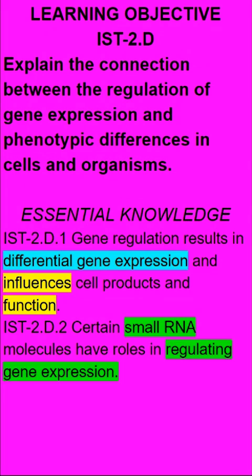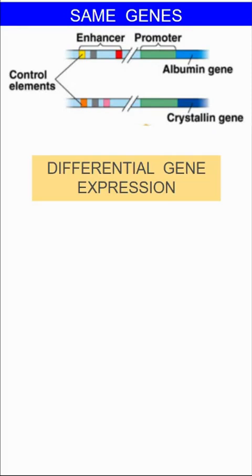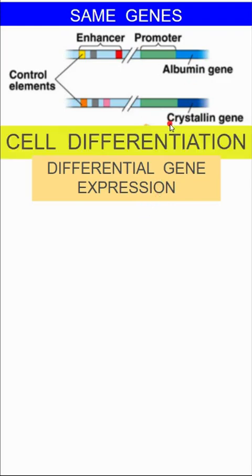Differential gene expression influences function, and small RNA regulates gene expression. So, when we think about our own cells, we have the same genes in every single cell of our body. However, we have different gene expression. So, although every single cell might contain an albumin gene and a crystalline gene, not every single cell expresses those genes. And that's what leads us to cell differentiation.